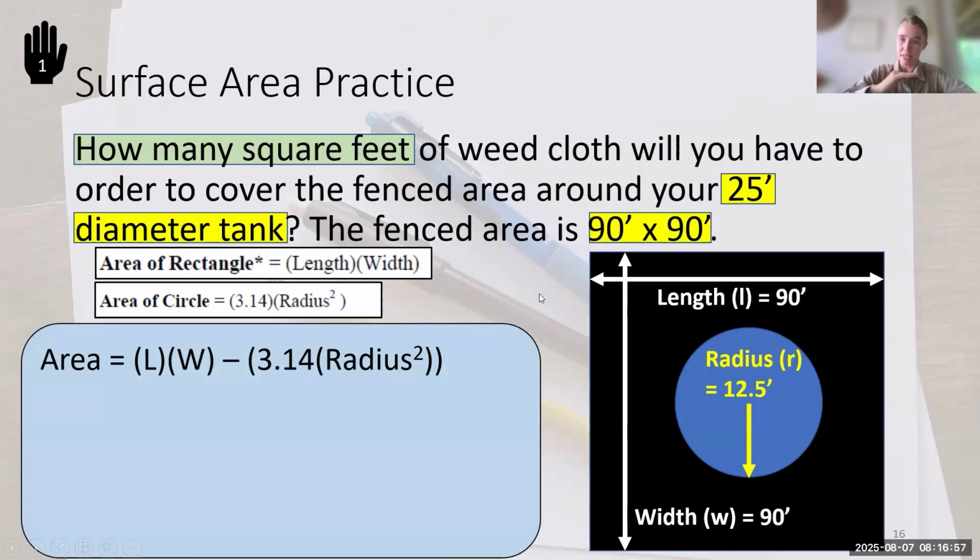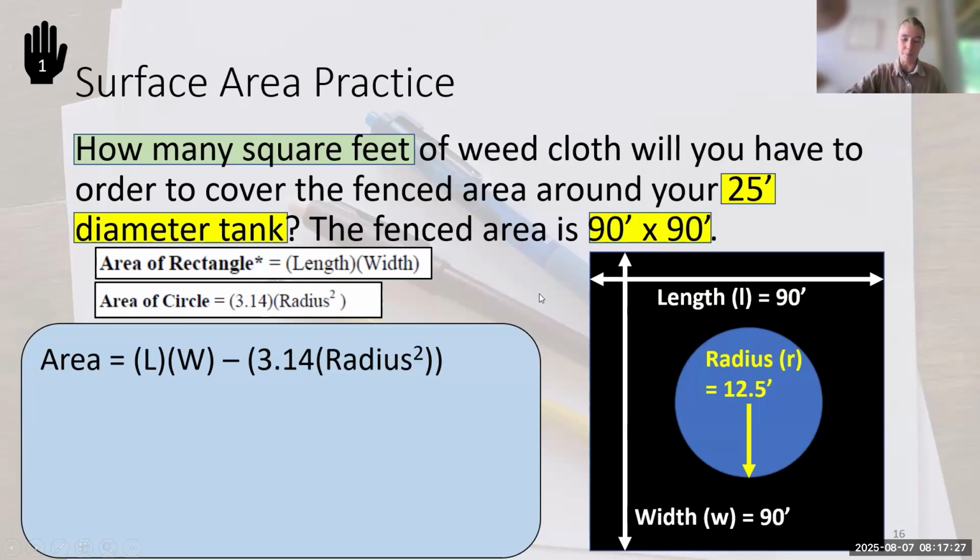But we don't want to have that tank in the middle, so we're going to subtract whatever area we get for the area of the tank. And even though a tank is a cylinder in this problem, we're thinking about it as a circle really, because we're looking at it from above. And all we care about is that space that's cut out by the bottom of the tank so that we don't have to put weed cloth there, right? So we're going to subtract the area of the tank from the area of the whole fenced area, and that's going to give us how much weed cloth we need to cover that space.